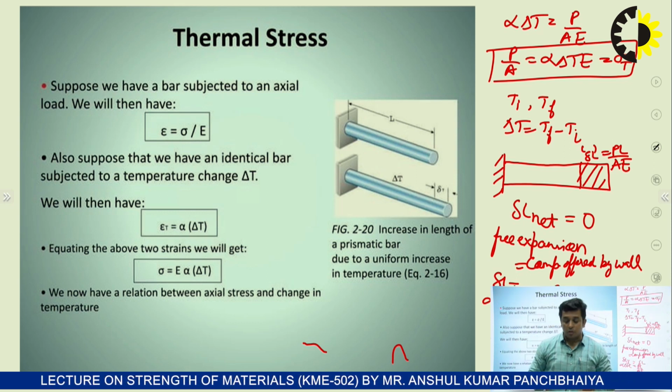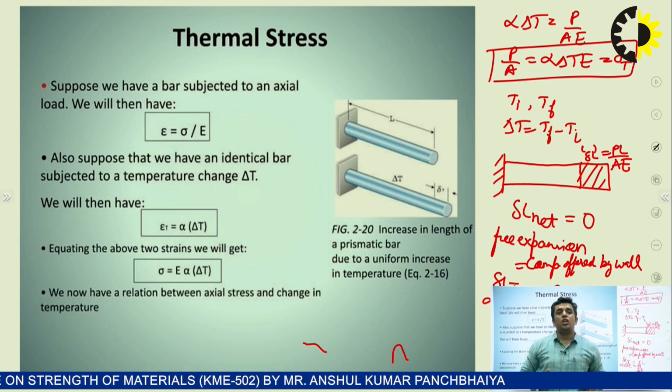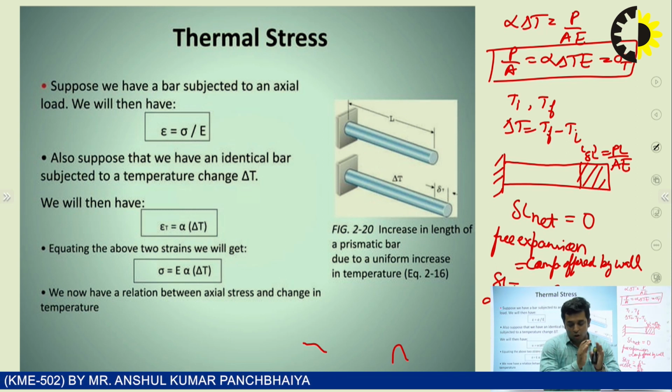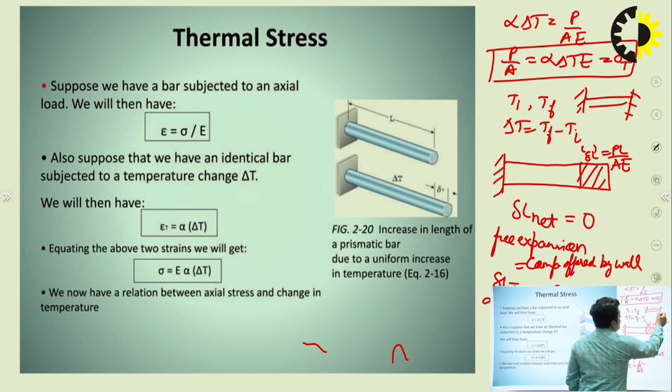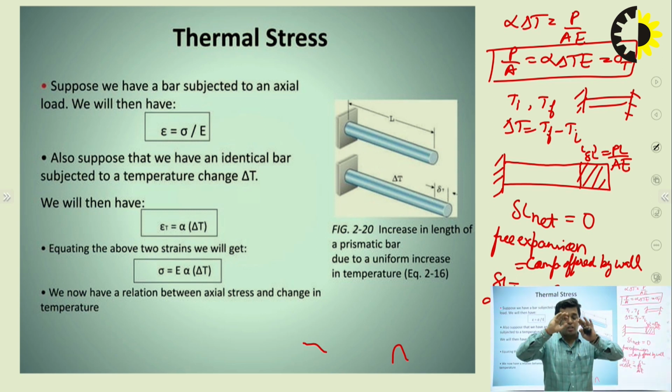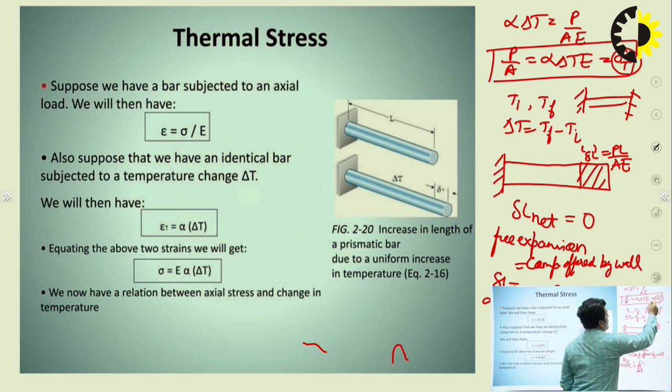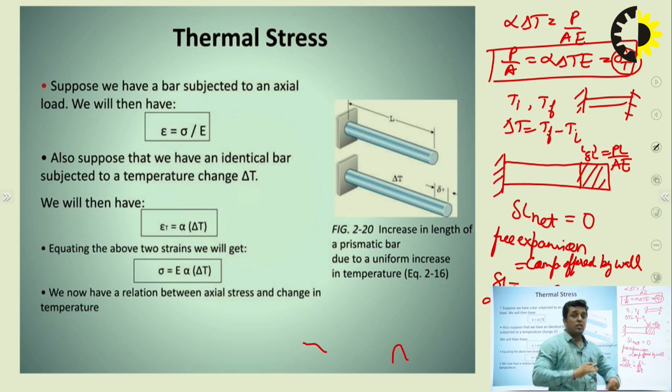Whenever we change the temperature of a member, its deformation is resisted when the member is fixed at both ends. This restricted deformation sets up a force or stress that is known as thermal stress. Whenever there is free expansion, there is no thermal stress. But whenever there is a restriction, there will be thermal stress, given by alpha delta TE.